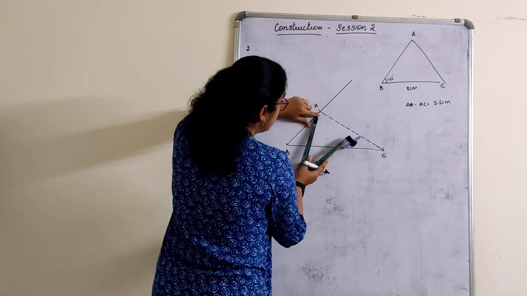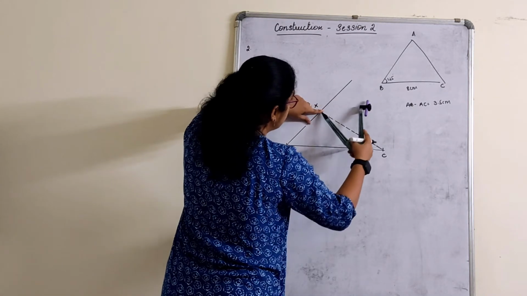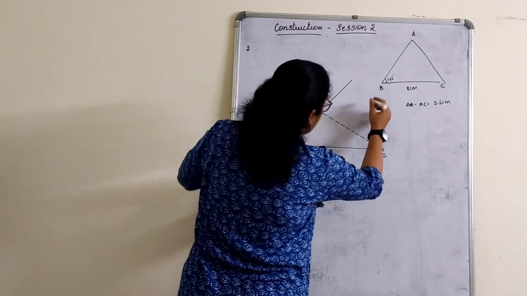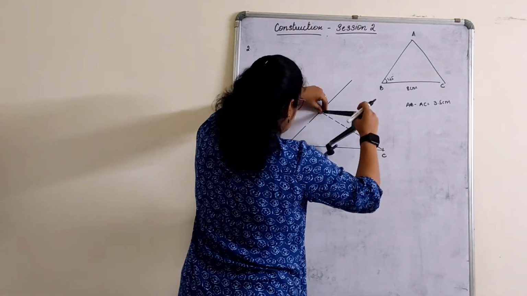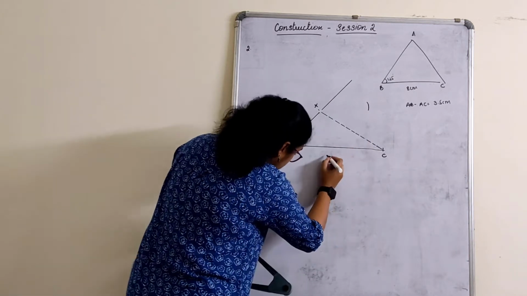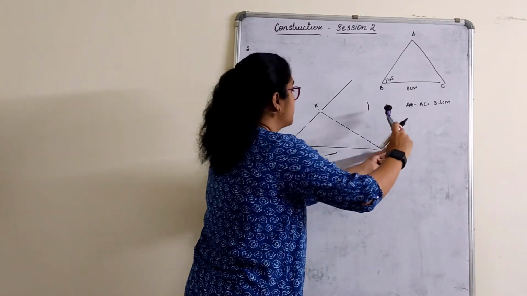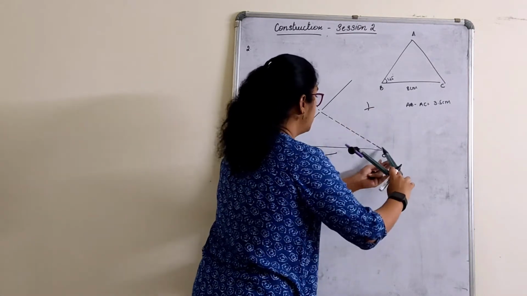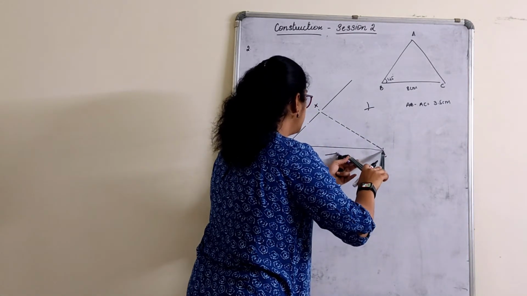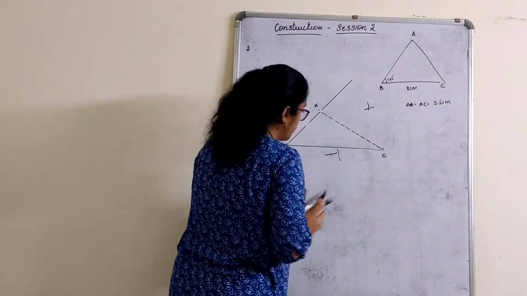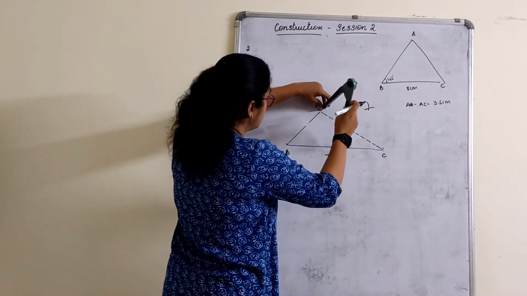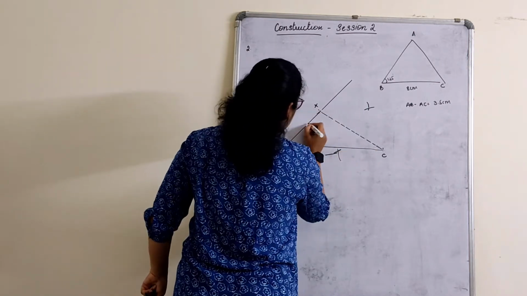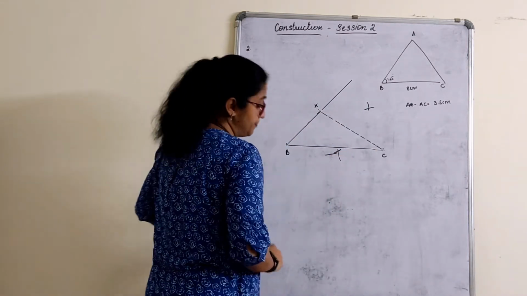Let me bisect this line segment. More than half already it is there. So one arc here. Let me first draw this arc. And another arc here. It is here somewhere. From here the arc comes, and from here the arc comes. No adjustment. If the arc is missing, redo that arc part. Okay. This is the point.